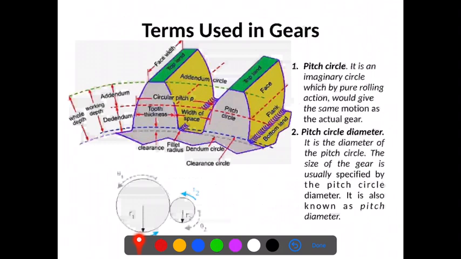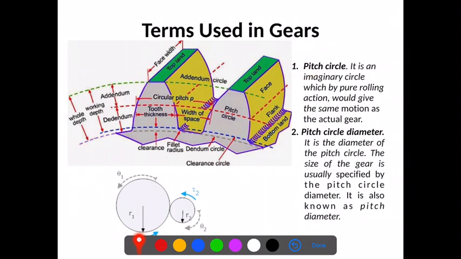Now we will see various terminologies, various terms which are used in gear drives. Just observe this diagram. We have a section of the gear, and here there are two tips, and then we will see various terms. The first and very important term generally used for defining gears is the pitch circle and the pitch circle diameter. Whenever we design a gear drive, the gears are classified by stating their pitch circle diameter and pitch circle.